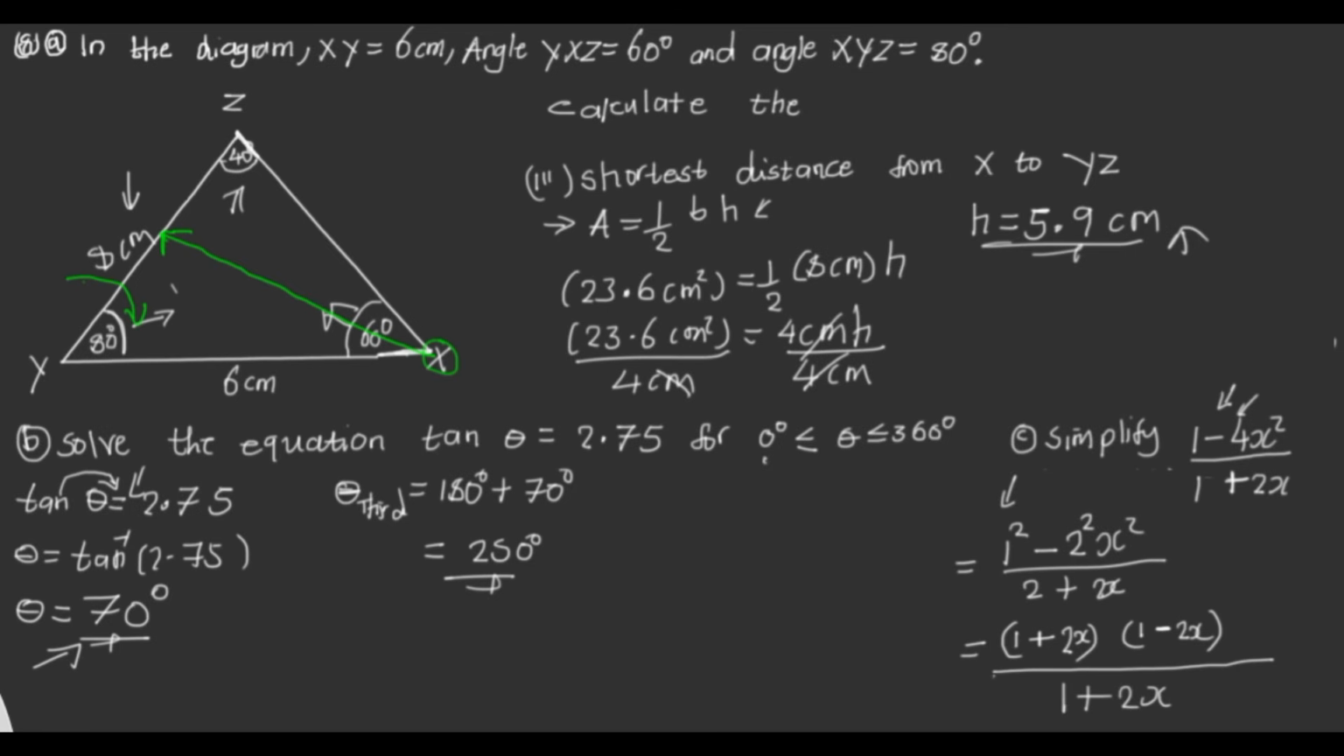So we can see that from the numerator there is a pair that is exactly the same as our denominator. This part where we have 1 plus 2x divided by 1 plus 2x can be cancelled, giving us our final answer of 1 minus 2x. So that's it for question 8.